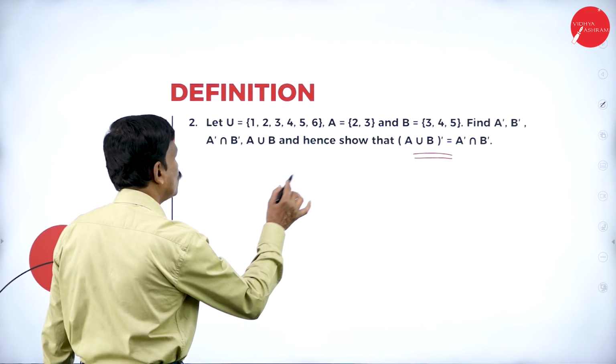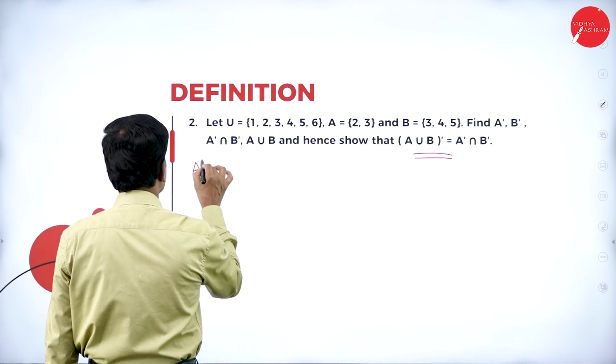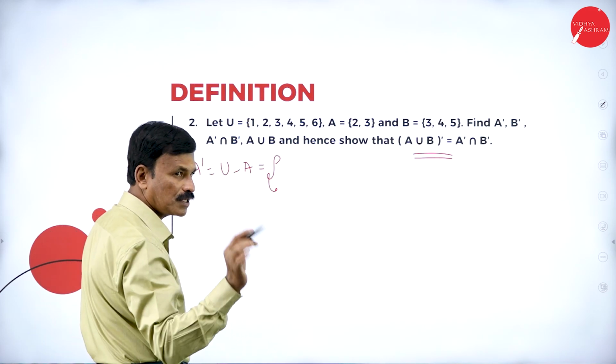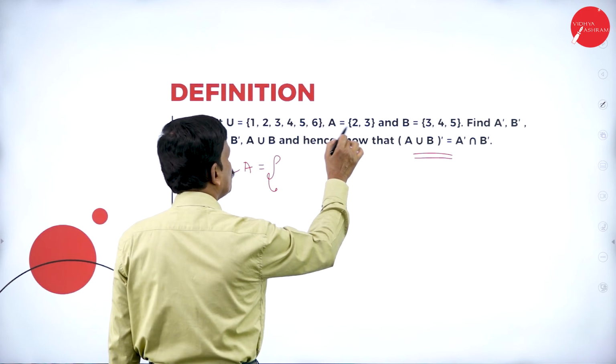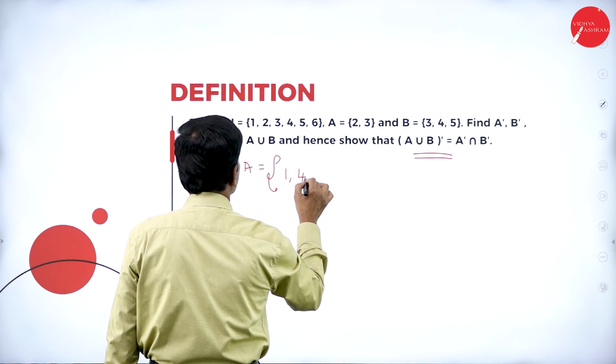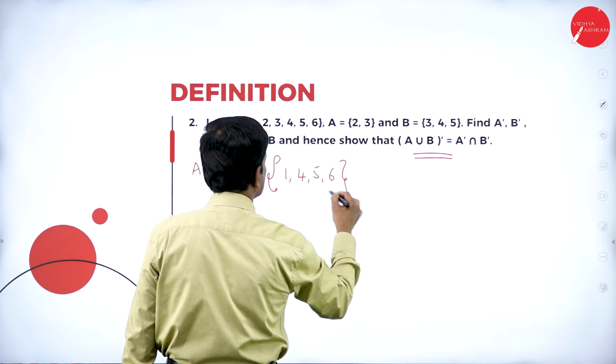Now, just find out A dash. What is A dash? A dash is nothing but U minus A, all the elements which are in U but not in A. What do we have in A? 2, 3. Other than 2, 3: 1, 2 is 2, 3 is gone, 4, 5, 6. This is A dash.